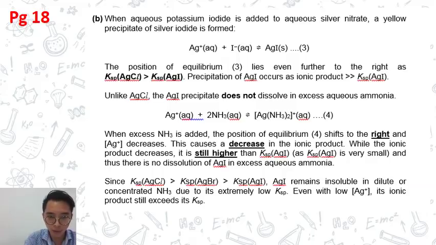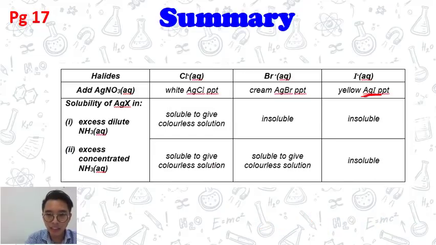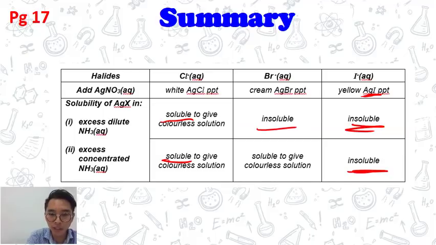Because the Ksp of AgI is very small, the IP is still larger than Ksp. Even though IP drops, it cannot drop below the Ksp. So if you look at the summary, AgI is insoluble. AgCl will be soluble in both dilute NH3 and concentrated NH3. For AgBr, the Ksp is moderate, between AgCl and AgI. So in dilute NH3, it is unable to drop below the Ksp, but if you use concentrated ammonia, it becomes soluble.